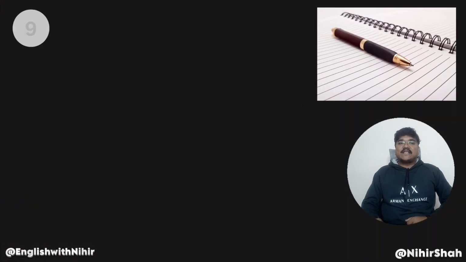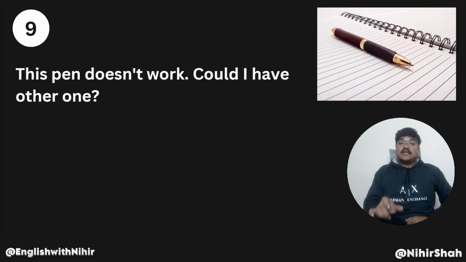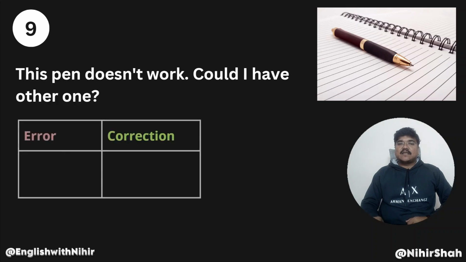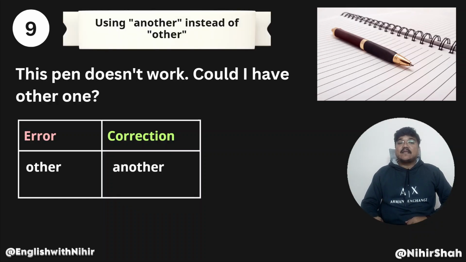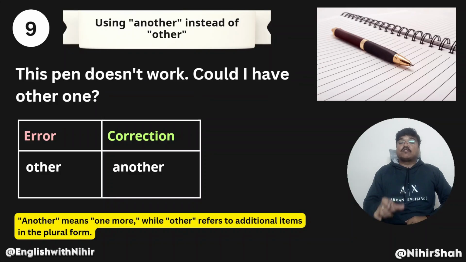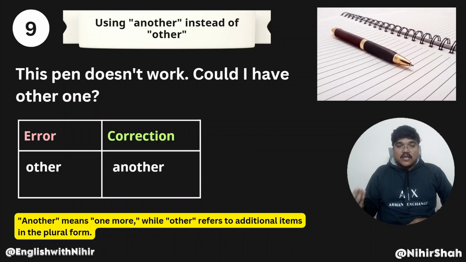Let me give you one more example related to it. This pen doesn't work. Could I have other one? What is the correction required here? I hope you would have guessed. Instead of other, another should come. The reason is the same. Another means one more, and in this context, we require one more pen. Could I have another pen?